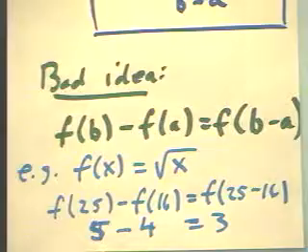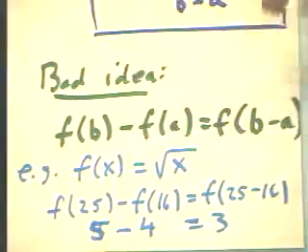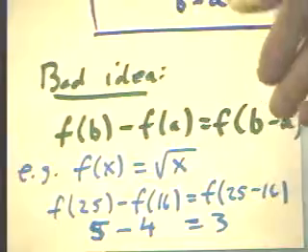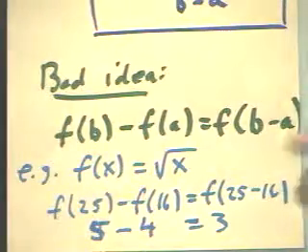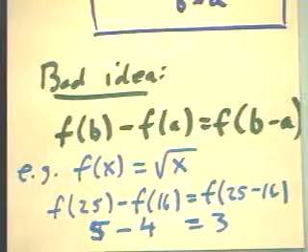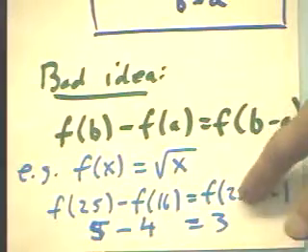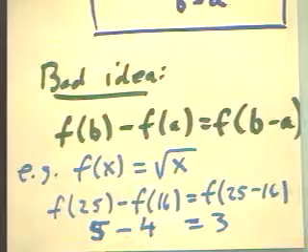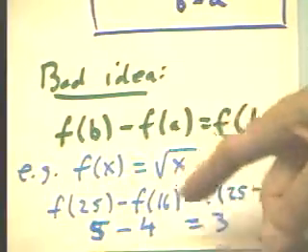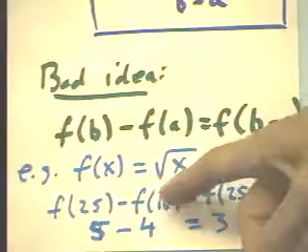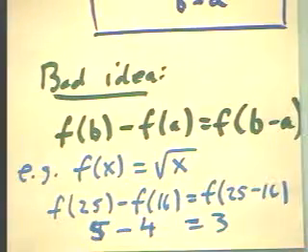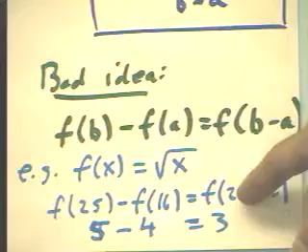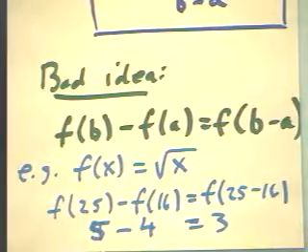But function notation does not indicate multiplication, so it looks like a distributive law situation, but it's not. Let's take an example. F of x equals the square root of x, just so we see why this doesn't work. Well, f of 25 minus f of 16, if this is true, should equal f of 25 minus 16. But of course f of x is the square root of x, the square root of 25 is 5, f of 16 would be square root of 16 or 4. And 25 minus 16 is 9, the square root is 3. And it's certainly not true that 5 minus 4 equals 3.